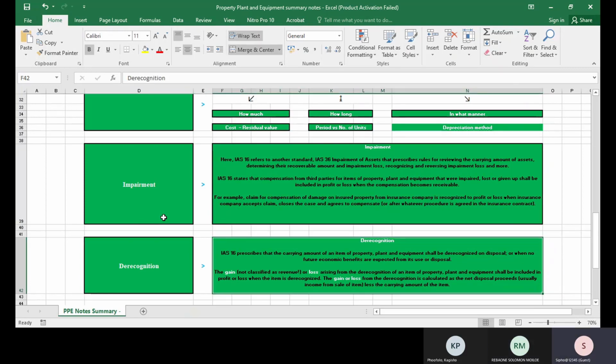Recognition. Okay. Right? So now that you have recognized an asset, you have measured the asset.